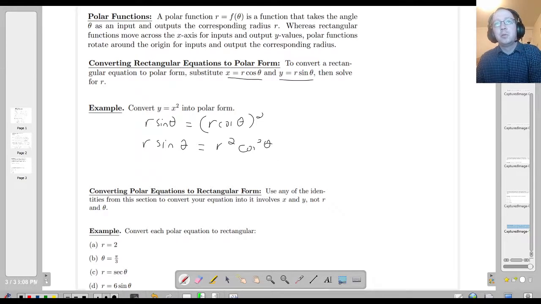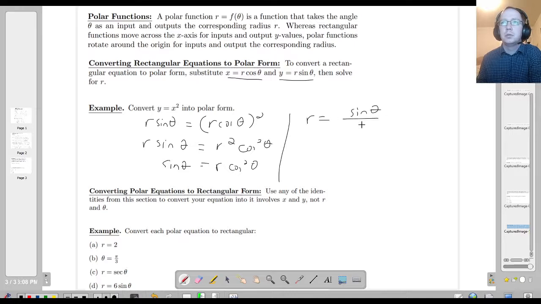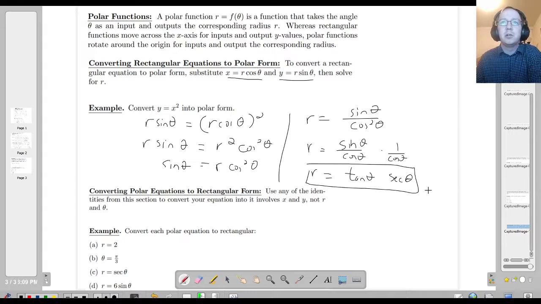Now remember, polar form equations are always solved for r, so I need to solve for r in this equation. Let's divide both sides by r. And then let's divide both sides by cosine squared theta. So I could leave it here, but it's probably nicer if I simplify this a bit more. So I'm going to rewrite this as sine over cosine times 1 over cosine. Or in other words, I could write this as tangent theta times secant theta. Okay, so that's our first example of converting a rectangular equation into polar form.